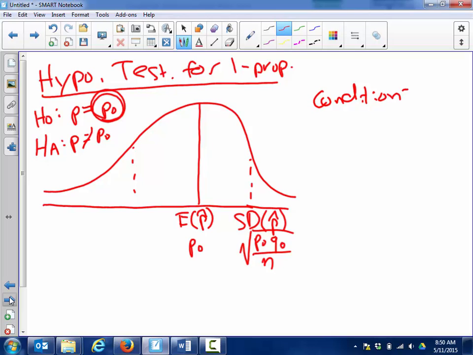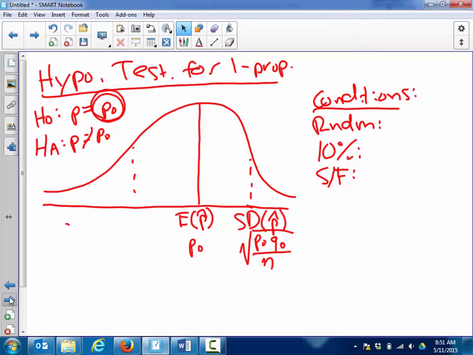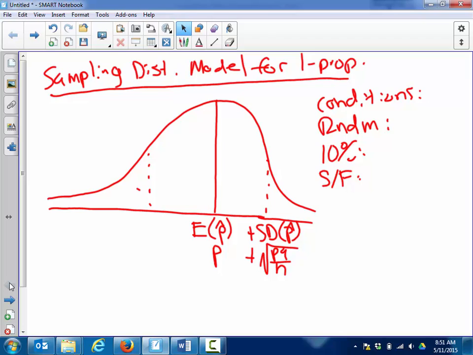Your conditions are the same three we've been seeing. Randomization, 10%, and success/failure. Again, please don't abbreviate those on the AP exam. All right, so check it out.